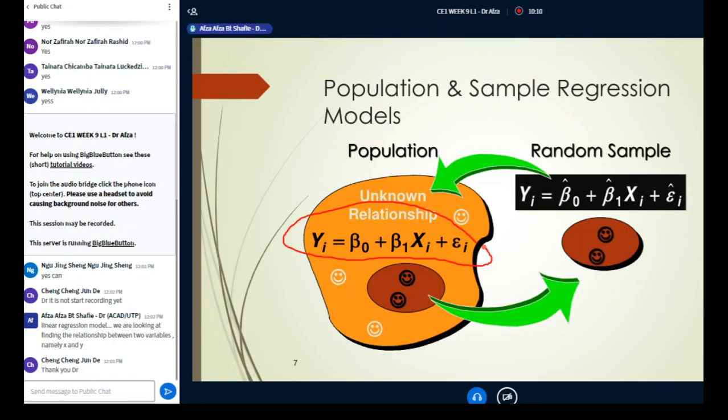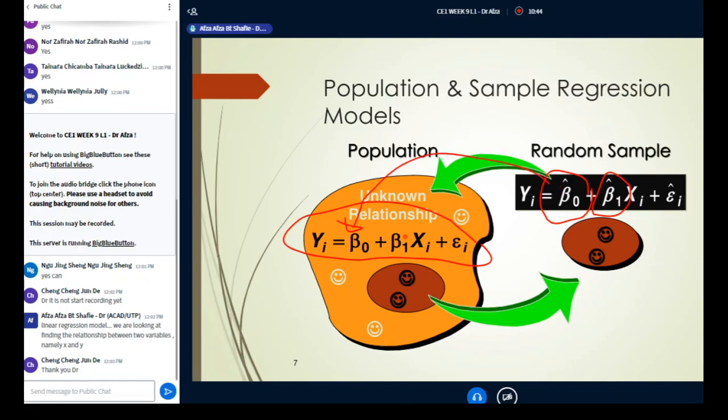Remember, this is still an inference, because we don't deal with the whole population. So we're just dealing with this unknown relationship of y equals beta naught plus beta 1 x i plus the error. So what we do is we take a sample. From that sample we estimate the value of beta naught hat and the value of beta 1 hat, so that beta naught hat will be estimating the value of beta naught, and beta 1 hat will be estimating the value of beta 1.